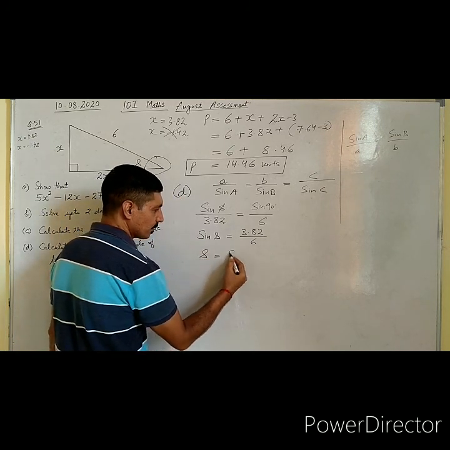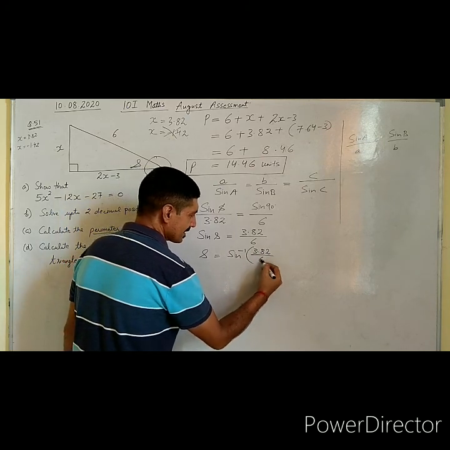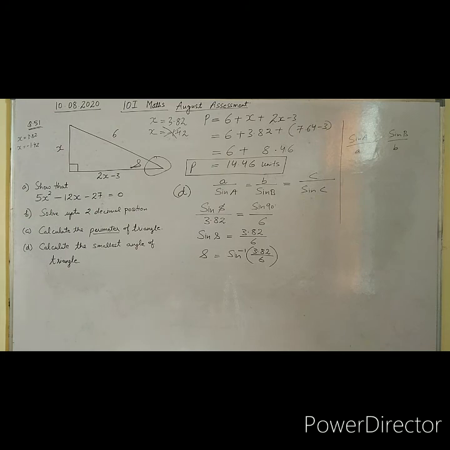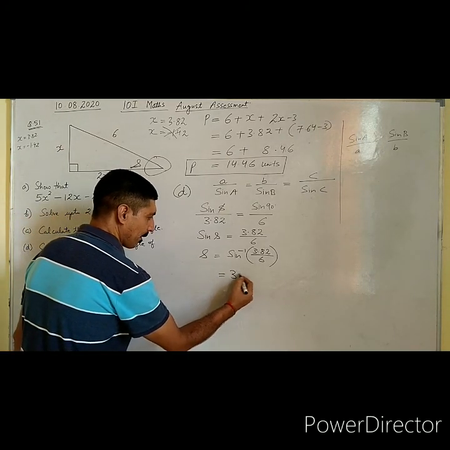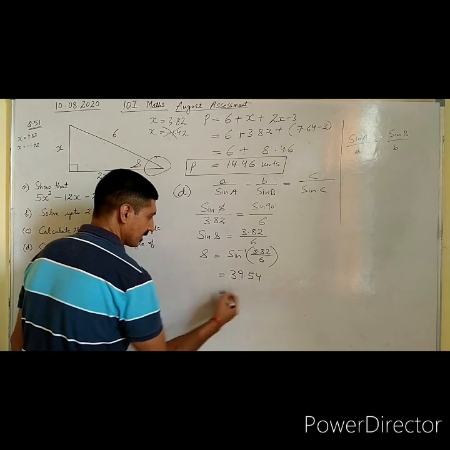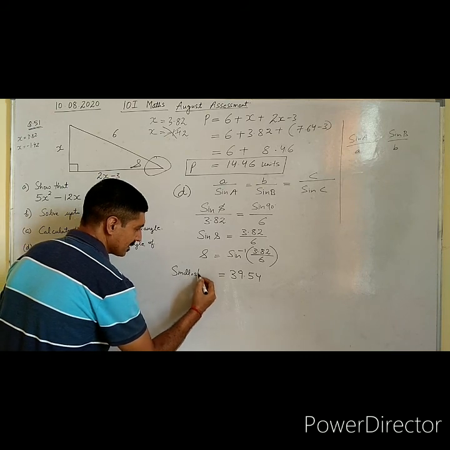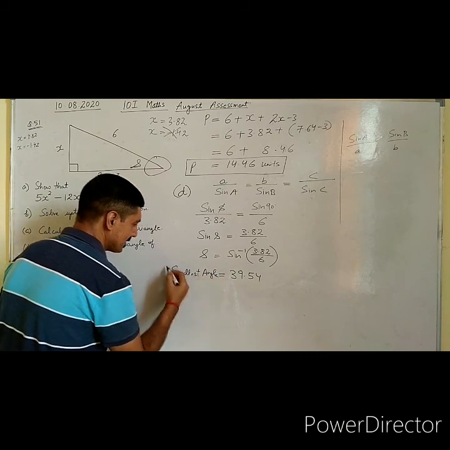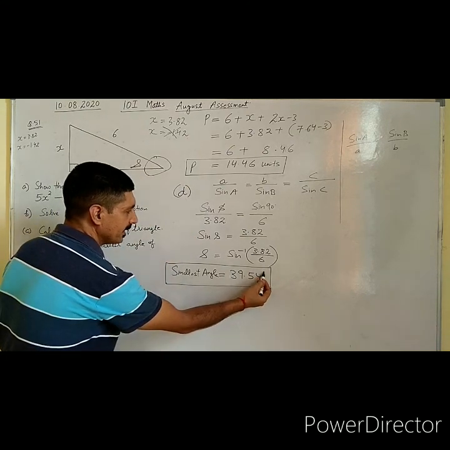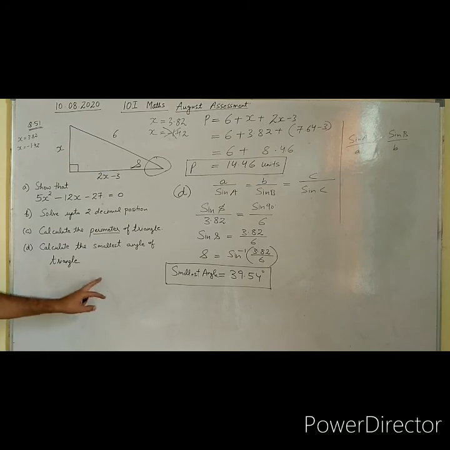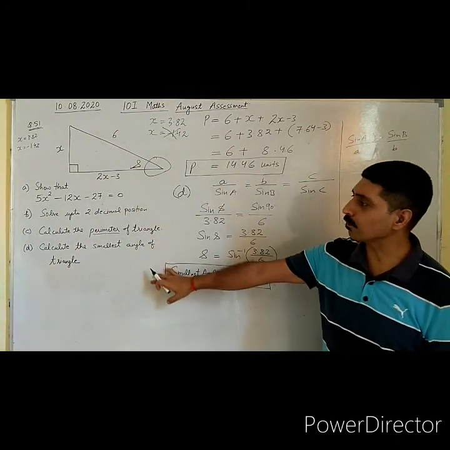The angle s here is equal to sine inverse of 3.82 upon 6. Finding the value, we get the angle s as 39.54. So the smallest angle of the triangle is 39.5 degrees. This is question number 51, and these are all 4 parts.